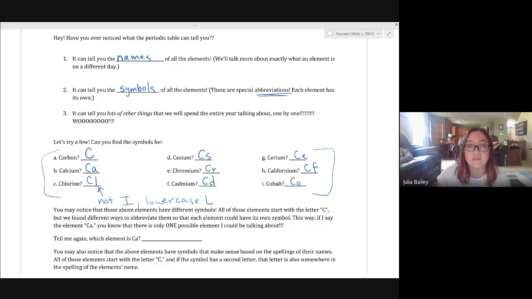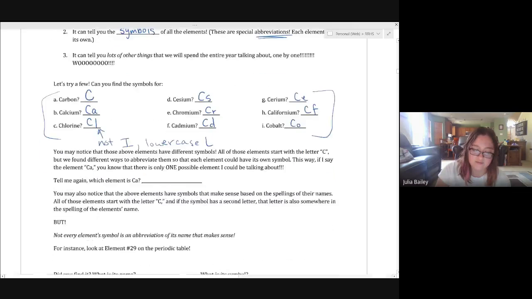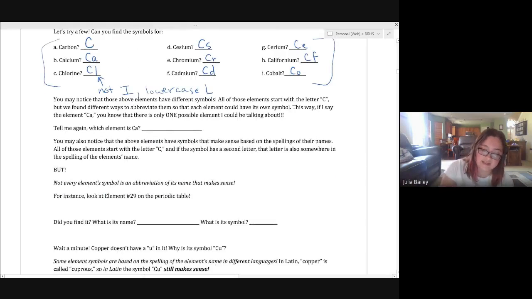This way, if I say the element Ca, you know there's only one possible element that I could be talking about. So which element is that again? That's calcium. Ca is calcium. Ca is not carbon, even though carbon also starts with C. Ca is not californium, even though californium also starts with C. Ca can only ever be calcium.